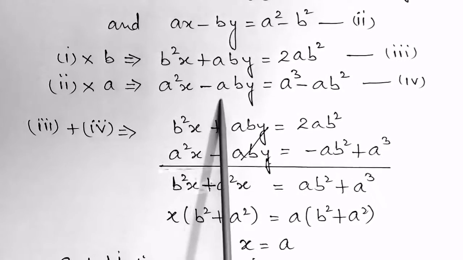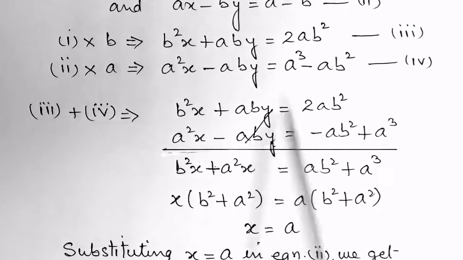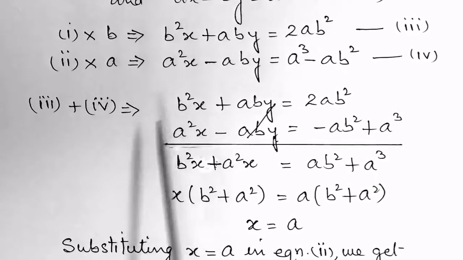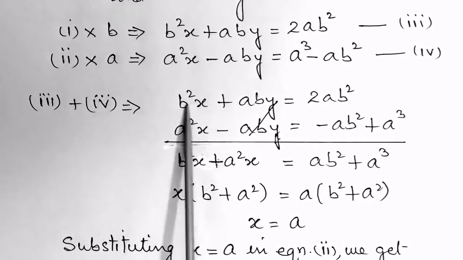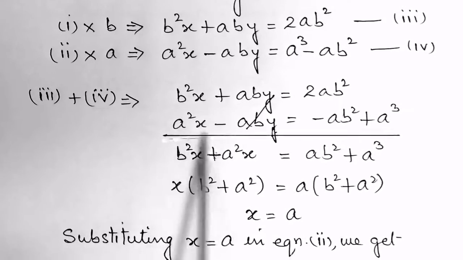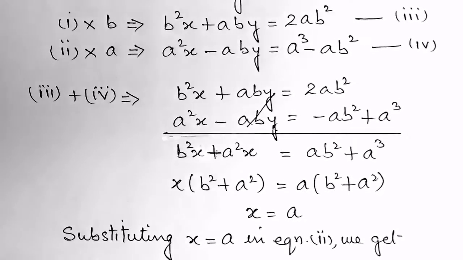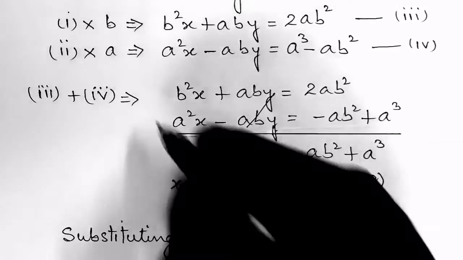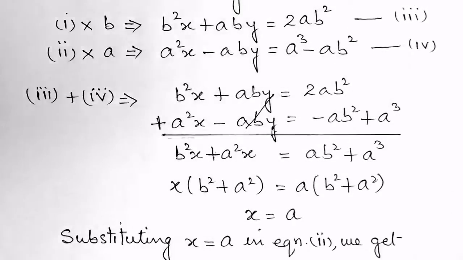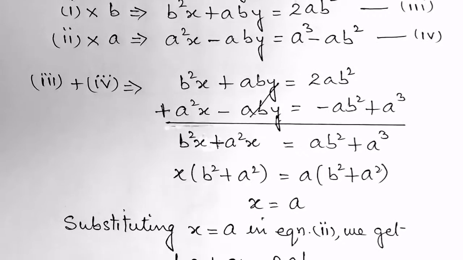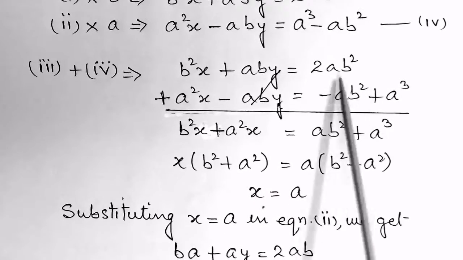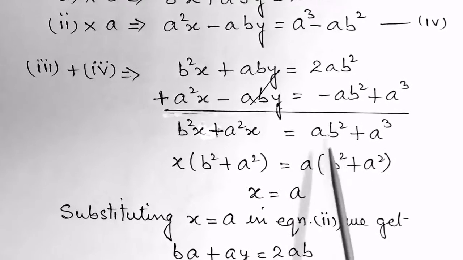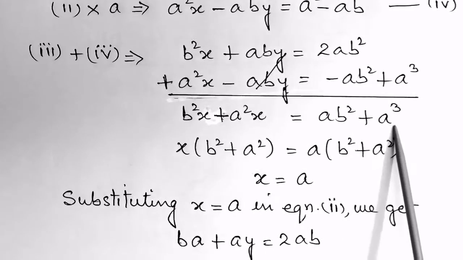So I'll add both the equations. Now when you add, this ab y will get cancelled. Now add them. So b square x plus a square x, right? That gives you b square x plus a square x, and here 2ab square minus ab square will be ab square plus a cube.